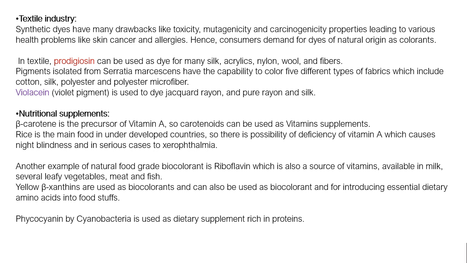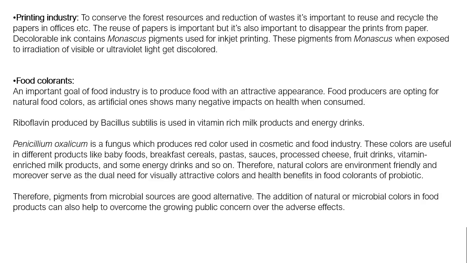Another example of a food grade biocolorant is riboflavin, which is also a source of vitamin, and it is available in milk, several leafy vegetables, meat and fish. Yellow betaxanthins can be used as biocolorants for introducing essential dietary amino acids into foodstuffs. Phycocyanin from cyanobacteria is used as a dietary supplement to rice in proteins. So these are for nutritional supplements.